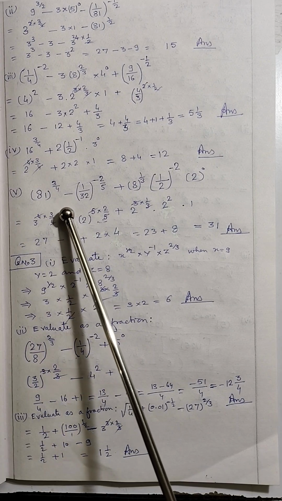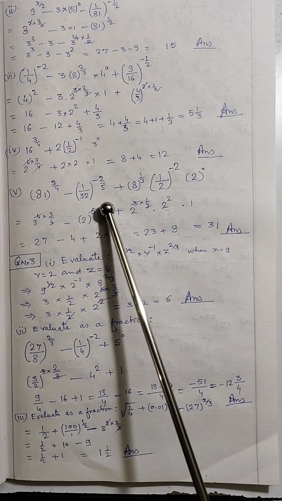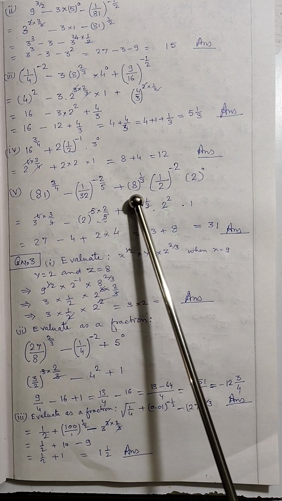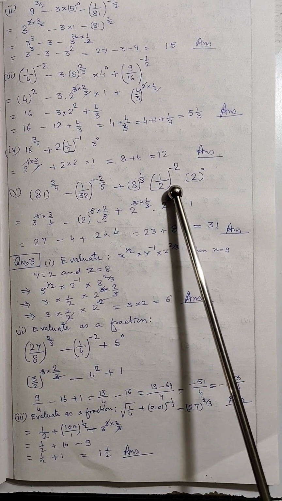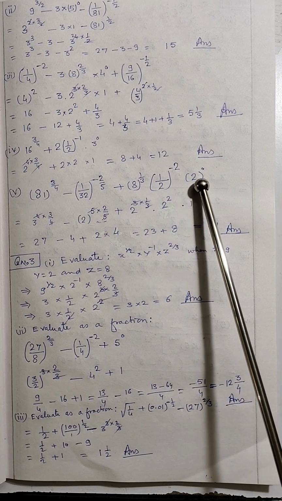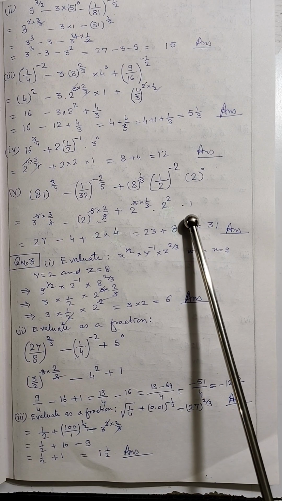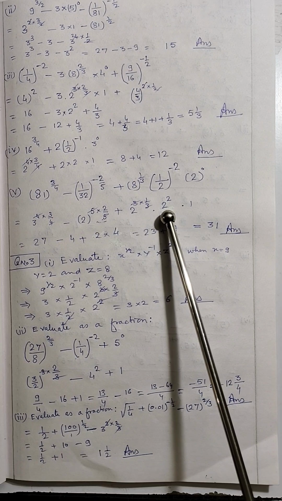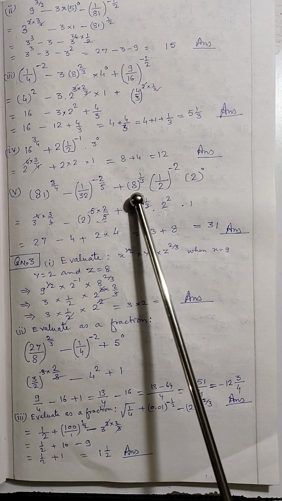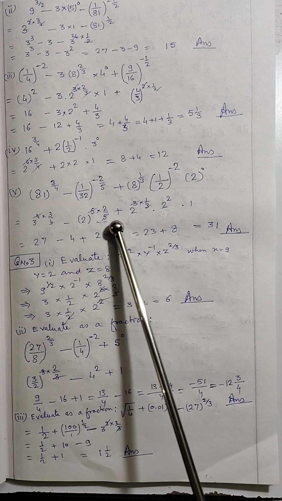81 raised to power 3 by 4 minus 1 upon 32 whole raised to power minus 2 by 5 plus 8 raised to power 1 by 3 in bracket 1 by 2 raised to power minus 2 into 2 raised to power 0. So you can see the 2 raised to power 0 will be equal to 1. Here it will be 2 raised to power 2. Here the 8 has been written 2 raised to power 3 into 1 by 3. So 3 and 3 will be cancelled.